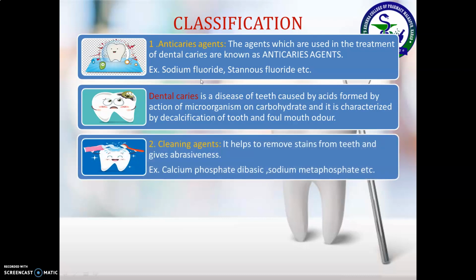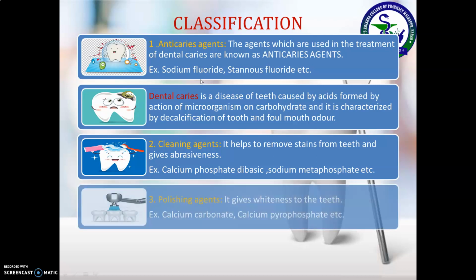Second class is cleaning agents. It helps to remove stains from the teeth and it gives abrasiveness. For example, dicalcium phosphate, sodium metaphosphate, etc. Third class is polishing agent. It gives whiteness to the teeth. For example, calcium carbonate, calcium pyrophosphate, etc.